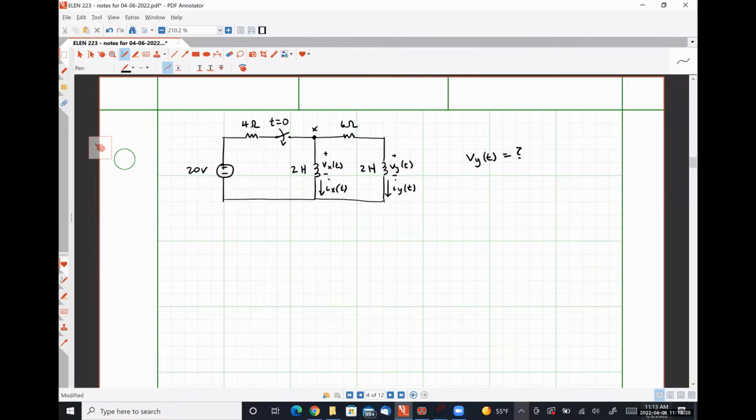So we have a current of something flowing in, and then we have two inductor currents flowing out, right? So we could say that Ix, which is an inductor current of t, plus Iy, which is an inductor current, is going to be equal to the current flowing in. How do I represent the current flowing through the 4 ohm resistor into node X? How do I represent that?